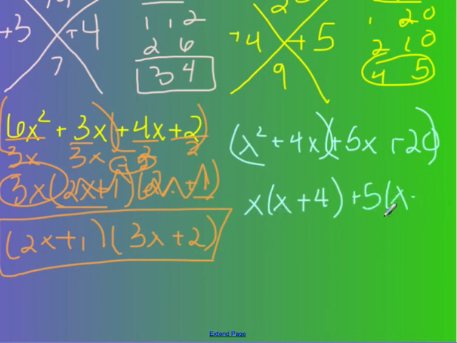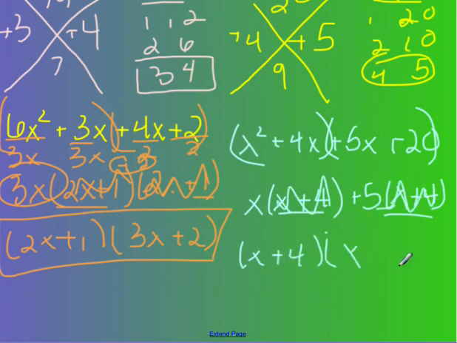So you notice there that your leftovers are matching. So I can go ahead and factor out that x plus 4. And once I get rid of those, I'm going to write what's left after that, which is x plus 5.